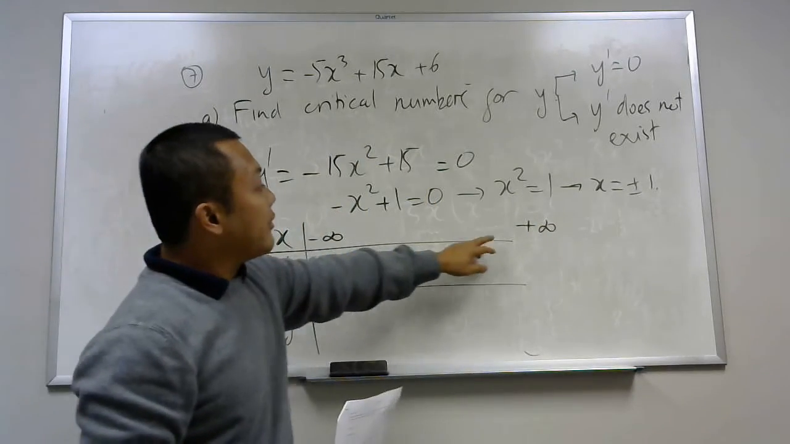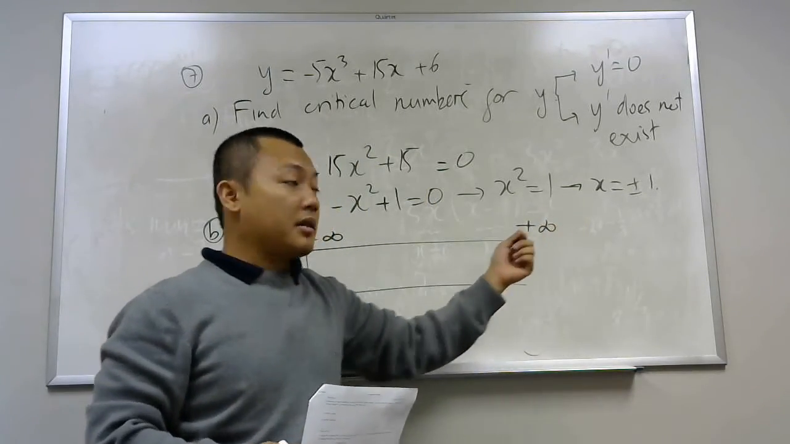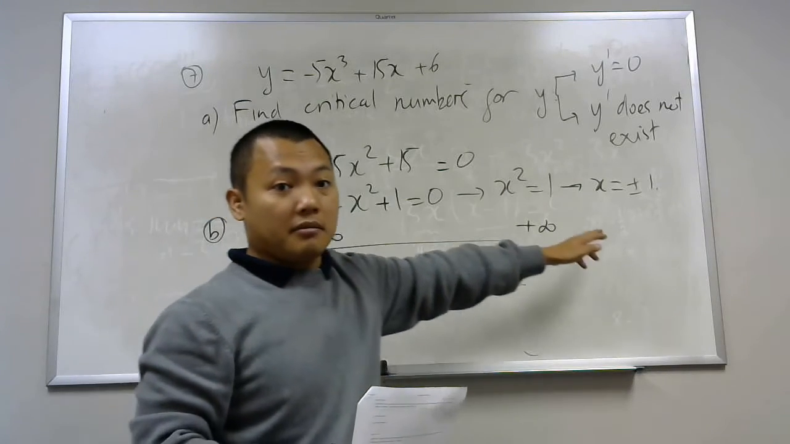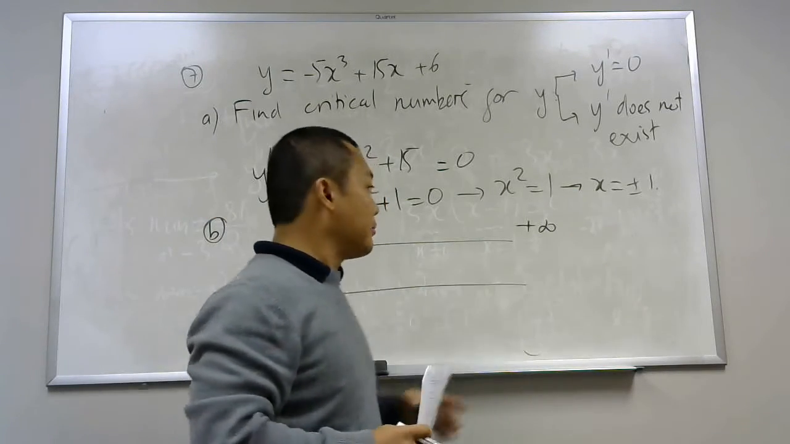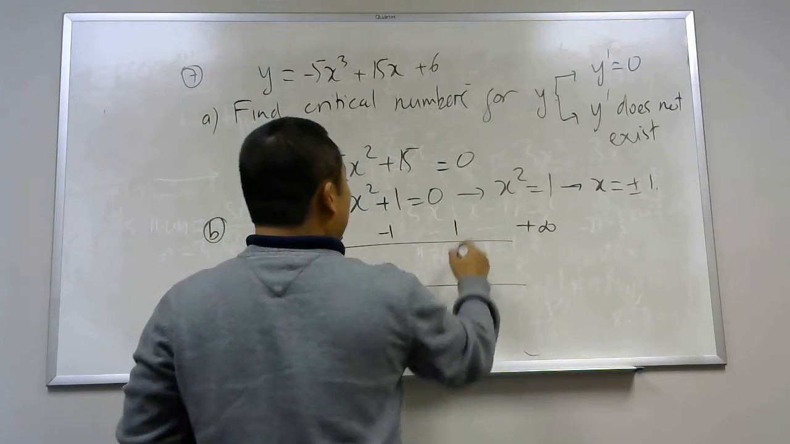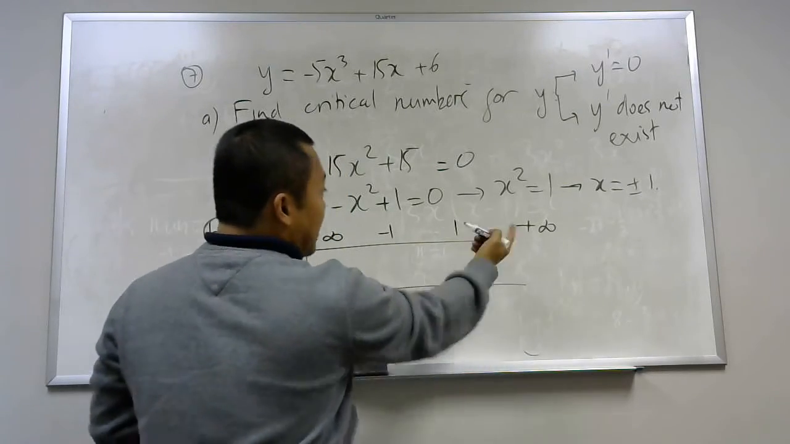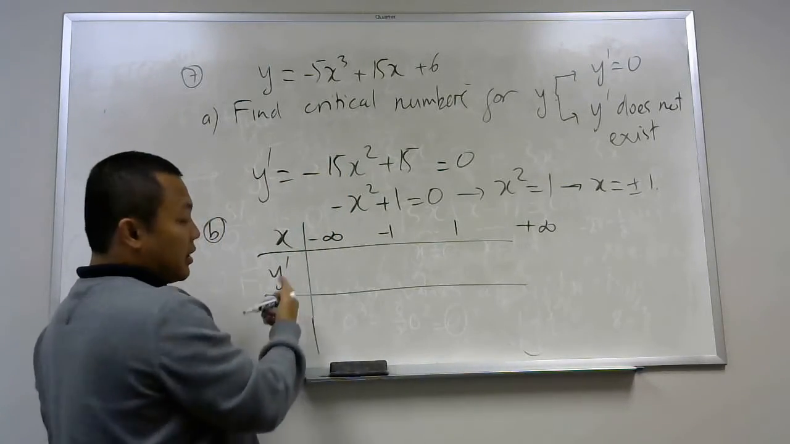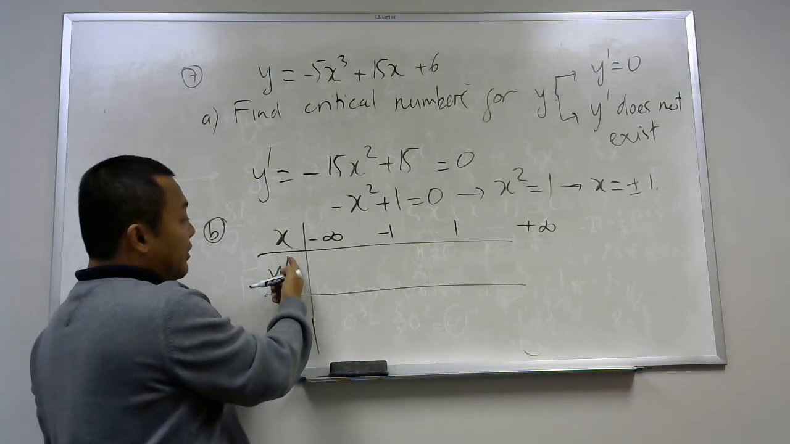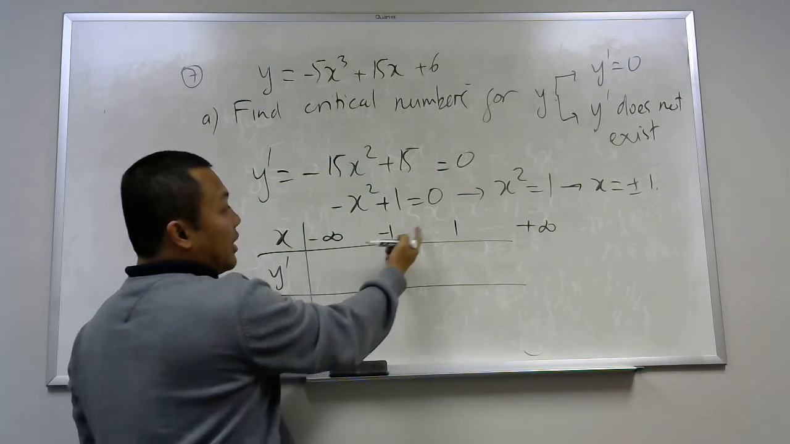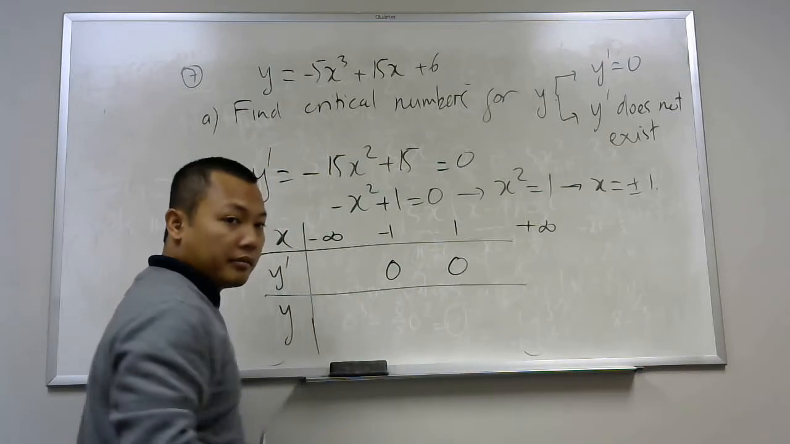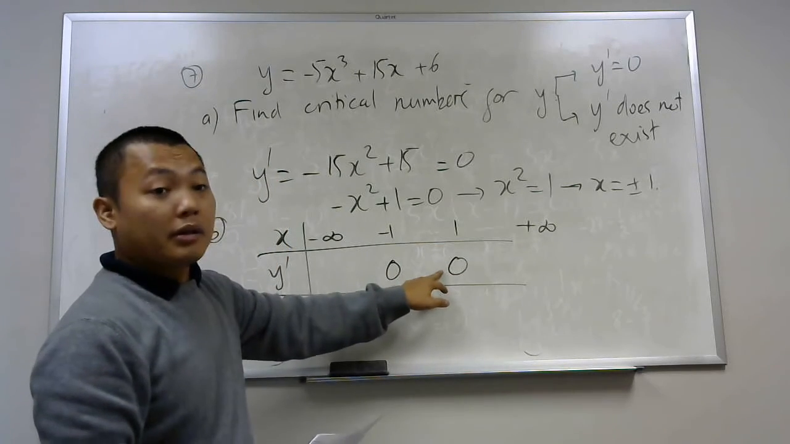And in the first row, I have to express all special numbers. In this case, we have critical numbers, that is plus and minus 1. So I write here negative 1 and 1. We finish with the first row. Let's go with the second row. The second row has the derivative. The derivative at 1 and negative 1 is 0, right? So 0 in here, 0 in here.